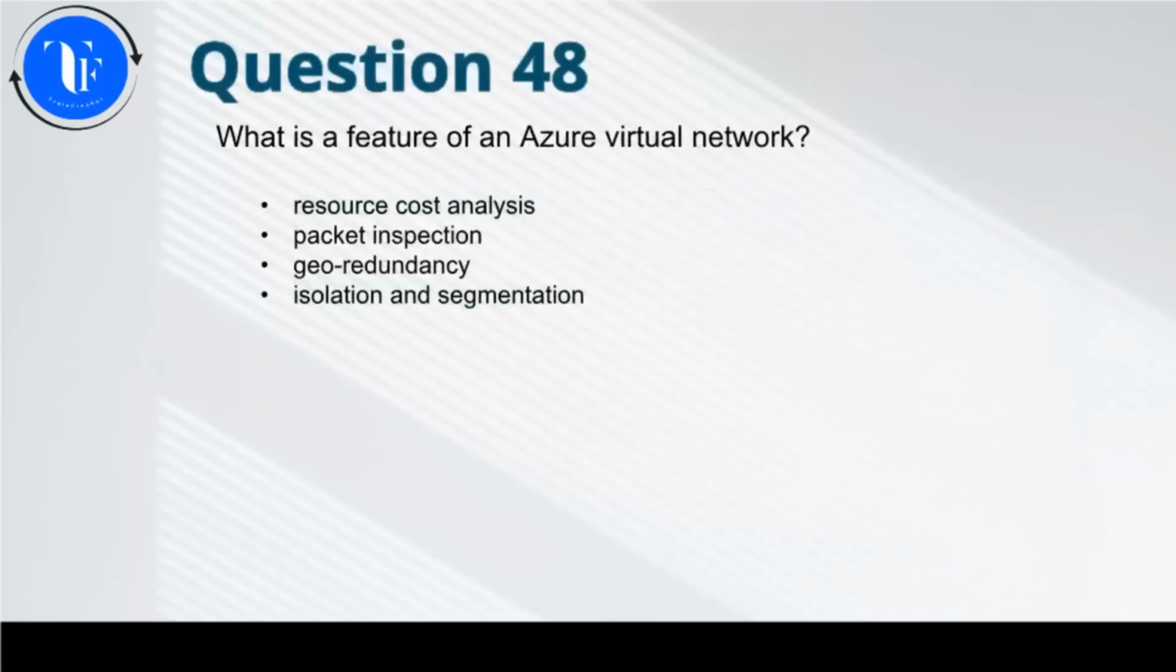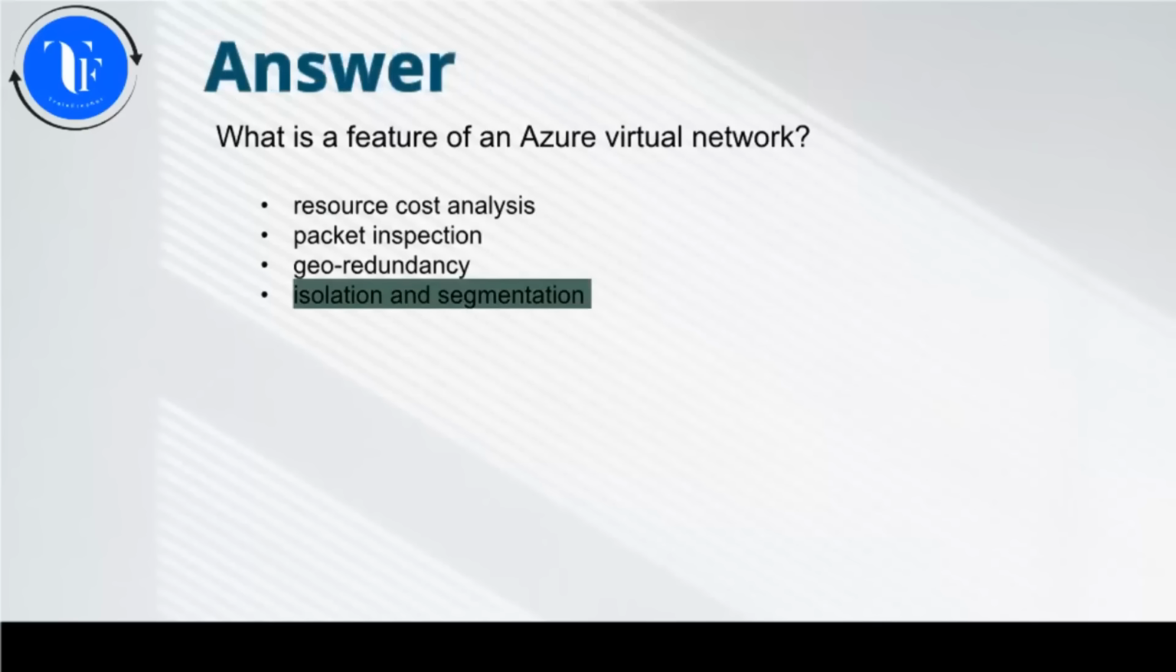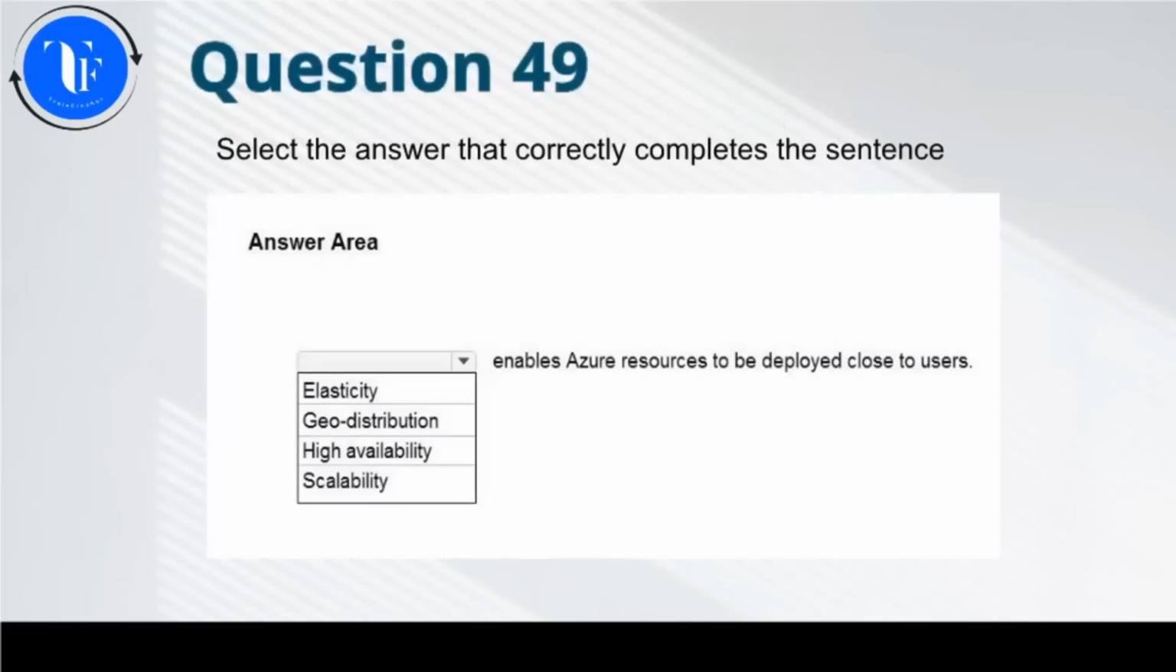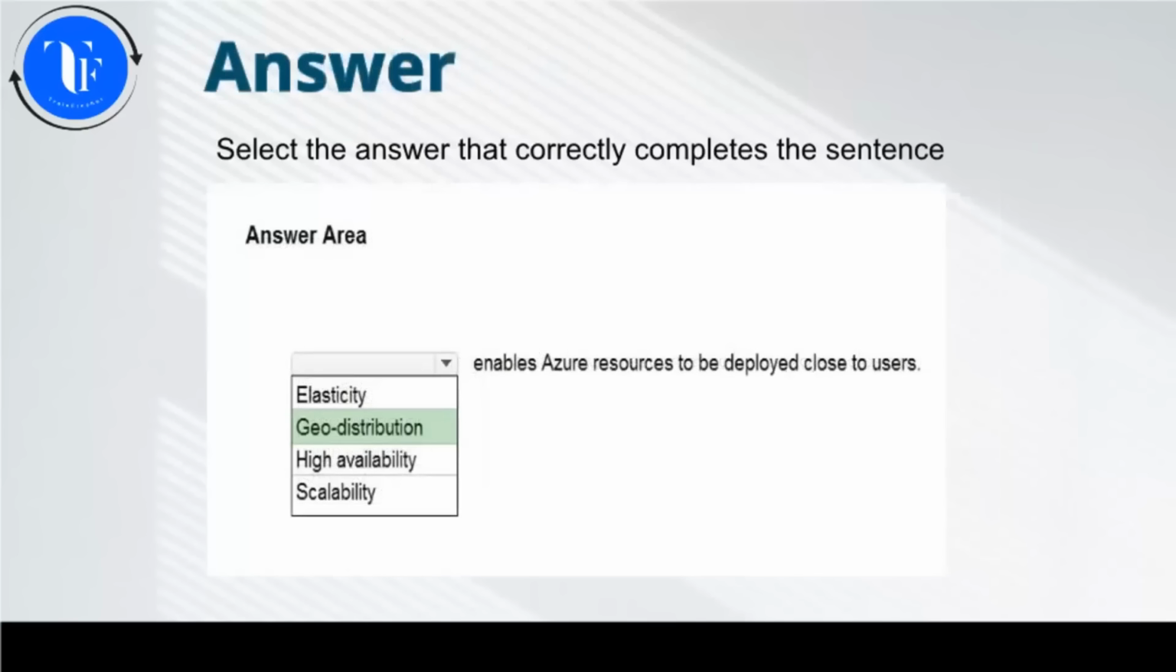Question 48. What is a feature of an Azure Virtual Network? Resource cost analysis, packet inspection, geo-redundancy, isolation and segmentation. Azure Virtual Network supports isolation and segmentation. Question 49. Enables Azure resources to be deployed close to users. Geo-distribution enables Azure resources to be deployed close to users. Because of geo-distribution, you can deploy apps and data to regional data centers around the globe, thereby ensuring that your customers always have the best performance in their region.